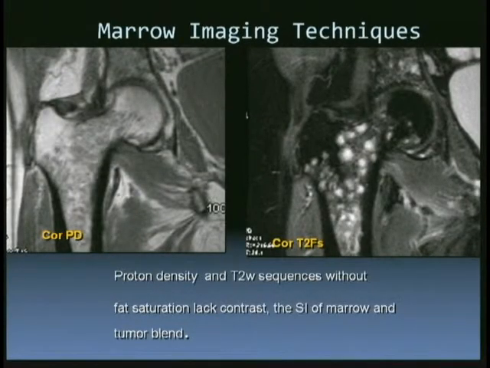This is an example of a patient with multiple myeloma, and you can see on the coronal proton density sequence that the marrow does not look very abnormal, but when you look at the T2 fat-sat sequences, you can see all the areas of abnormal marrow that are very bright. This is because on the proton density sequence, you lack the contrast, and so the tumor blends with the underlying marrow.